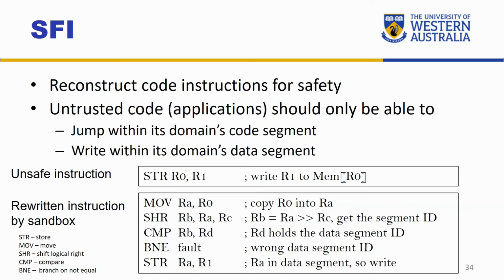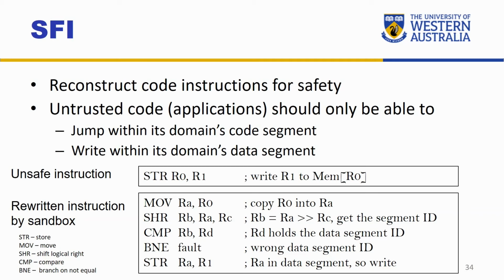So the unsafe instruction, for example, is this example here. We're going to store R1 into a location of R0. But the memory location of R0, if the code can specify it, then we have to make sure that the boundary checks are done. So we can rewrite the instructions by the sandbox.